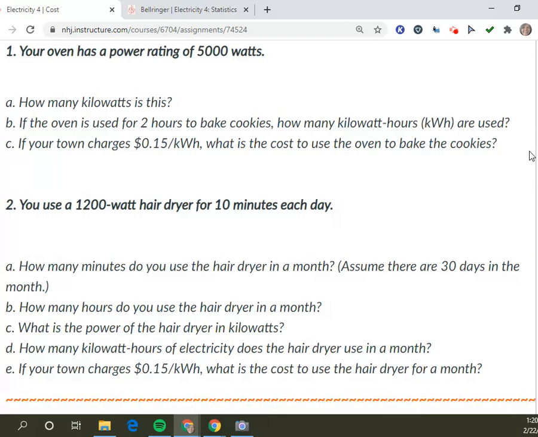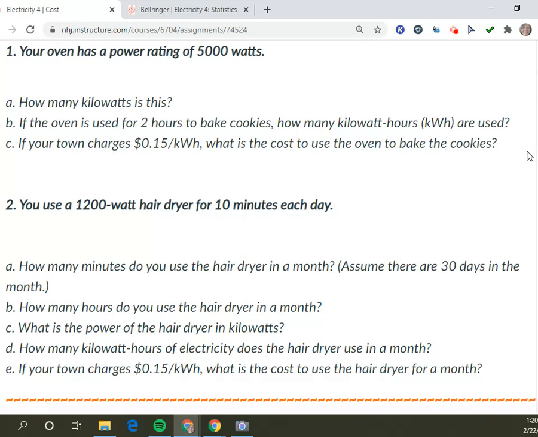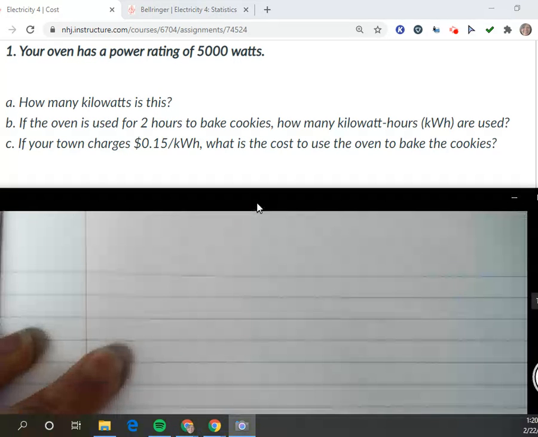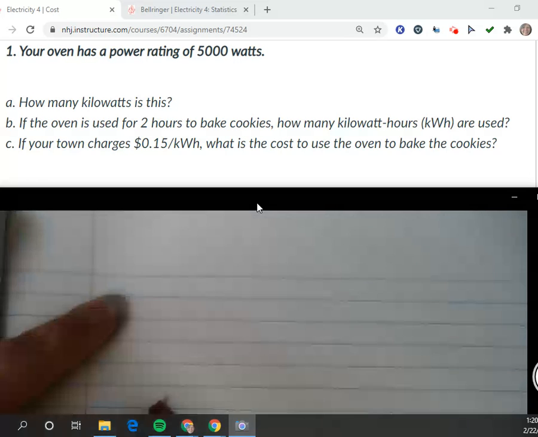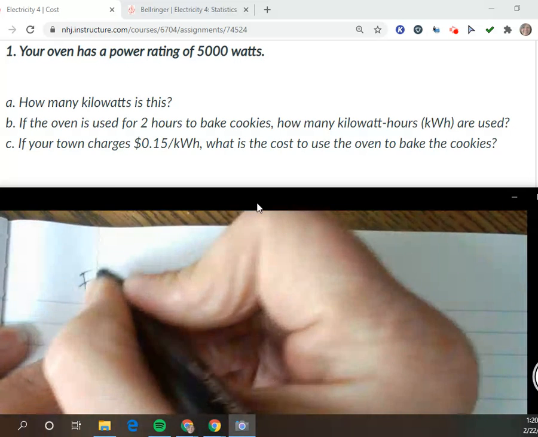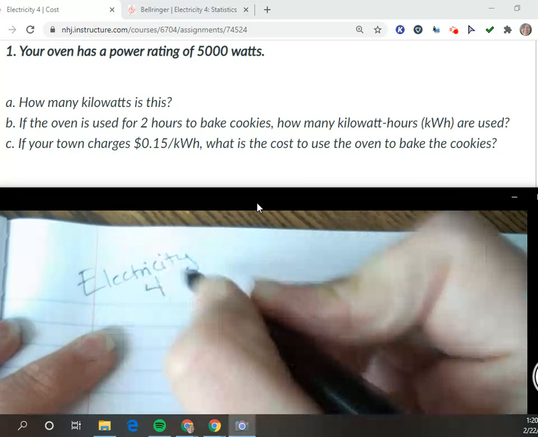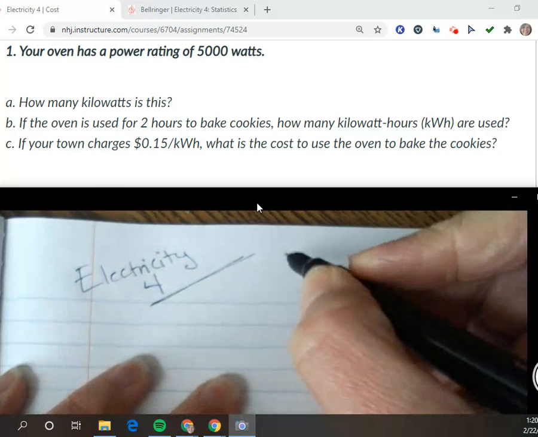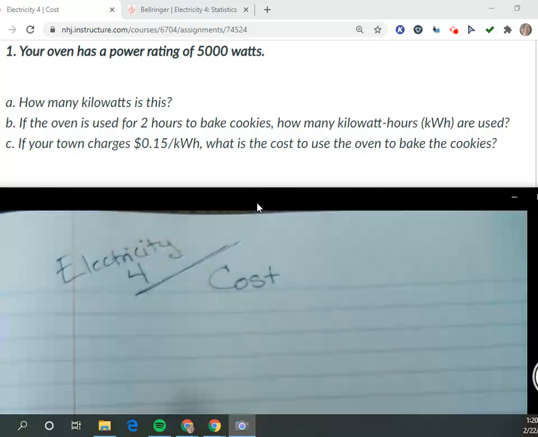All right. So let's go ahead and go through these examples. I'm going to bring up my camera so that you can see what we're writing down. This will be what you turn in today too. So let's title it Electricity 4. We're going to call it Cost. And my camera does not want to focus today.